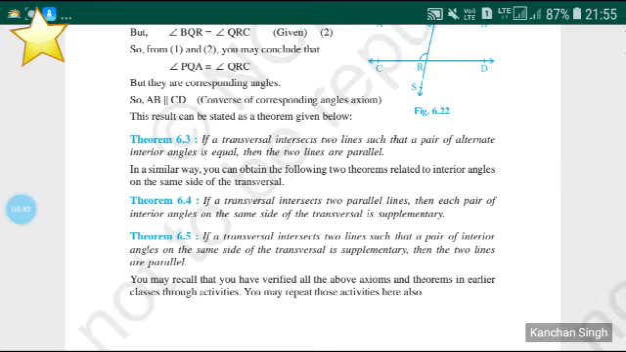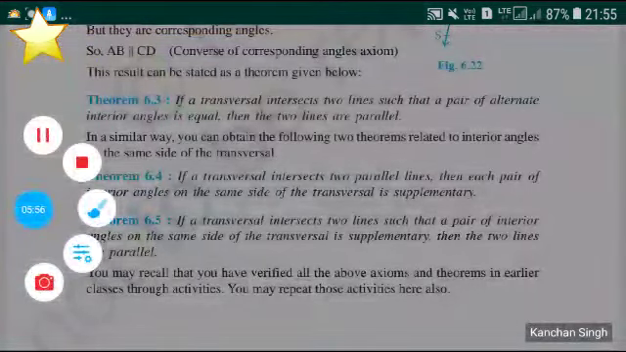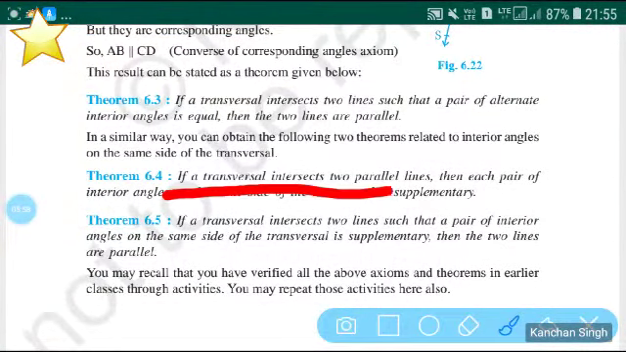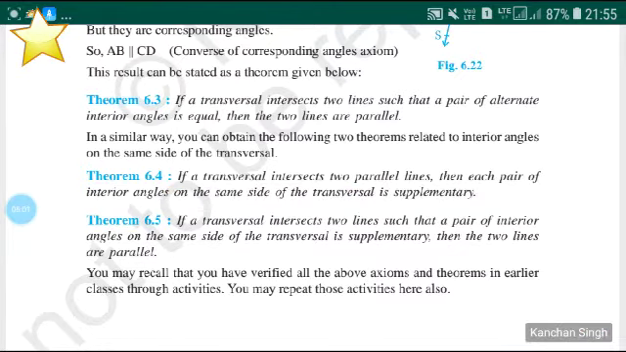We will use this property many times. If a transversal intersects two parallel lines, then each pair of interior angles on the same side of the transversal is supplementary. And if a transversal intersects two lines so that a pair of interior angles on the same side of the transversal is supplementary, then the two lines are parallel. Keep this property in mind because it will help us in solving problems.